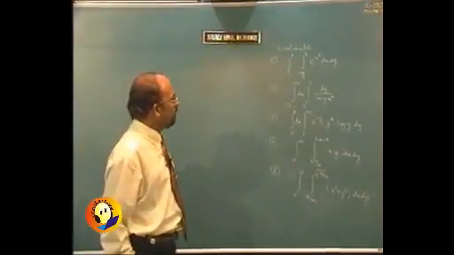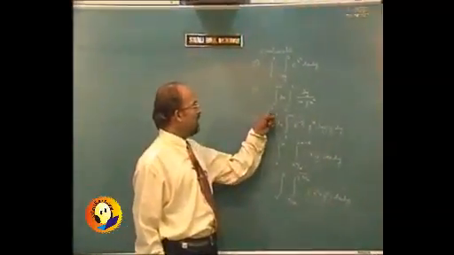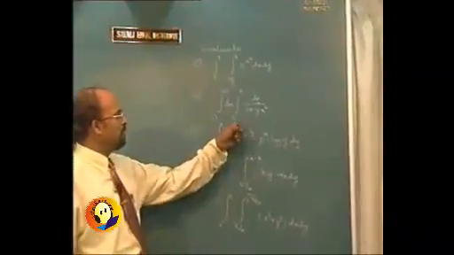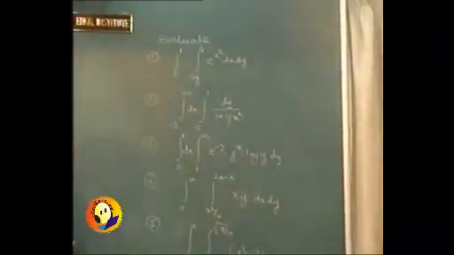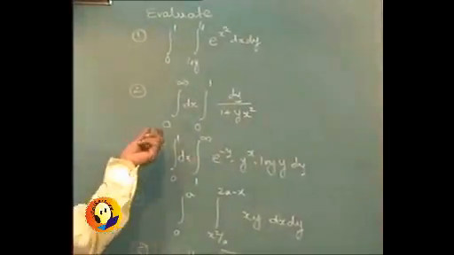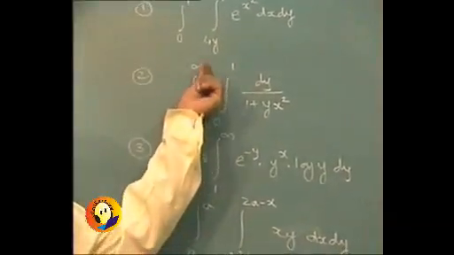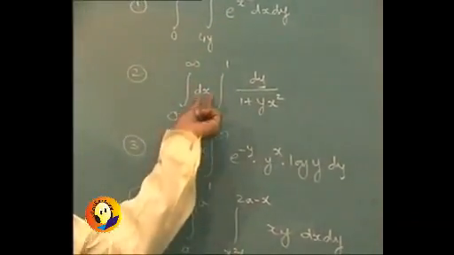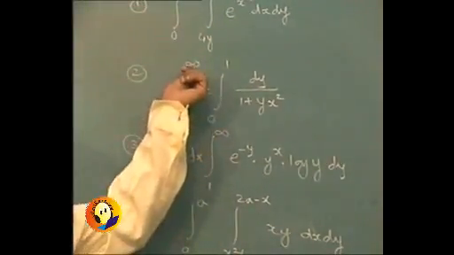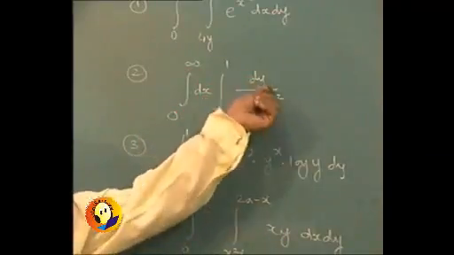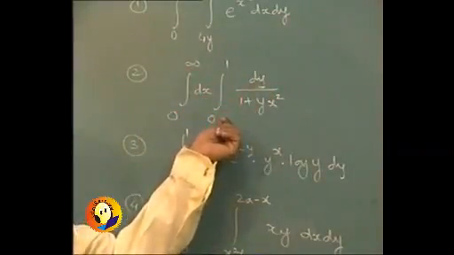In the second problem, the limits are 0 to infinity, outer limits, 0 to 1, inner limits, and observe the manner in which the problem is stated. It is 0 to infinity dx, which indicates that these are values of x, and 0 to 1 dy, that means these are values of y.